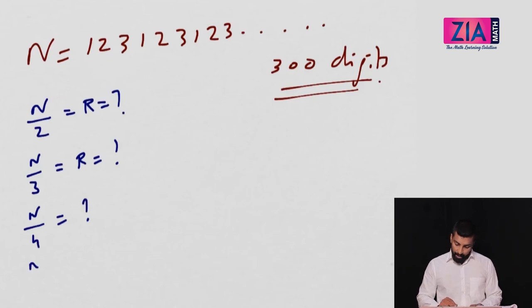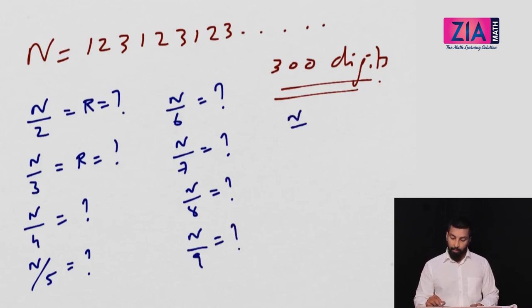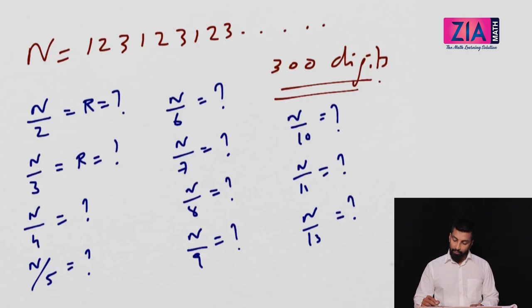What is the remainder when N is divided by 5? By 6? By 7? By 8? By 9? By 10? By 11? By 13? By 37? What is the remainder? So I want you to find all of these.